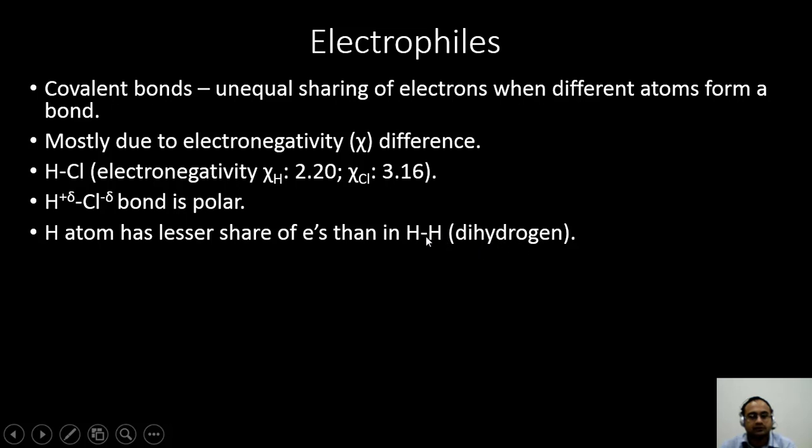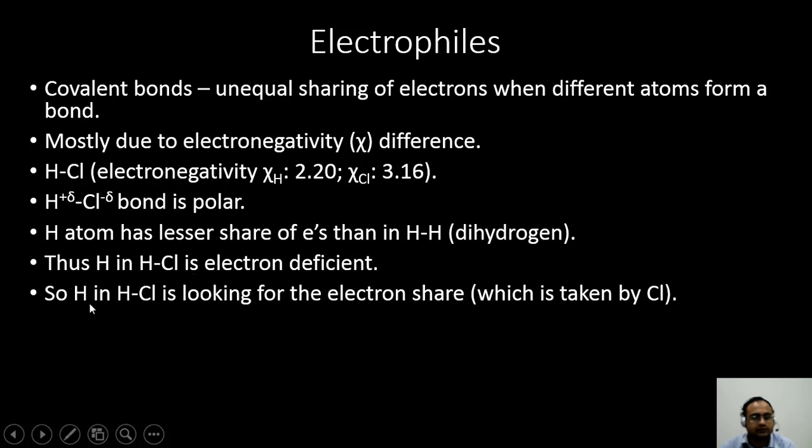That is, when the hydrogen is part of an H2 molecule, it has an equal share of the bonding electrons. But in HCl, it gets a lesser share due to the electron withdrawal by the more electronegative chlorine atom. Thus, we can see that the hydrogen atom in the HCl molecule is electron deficient.